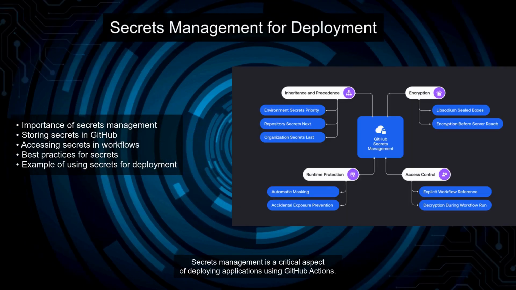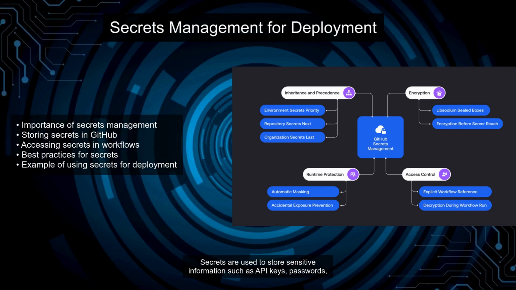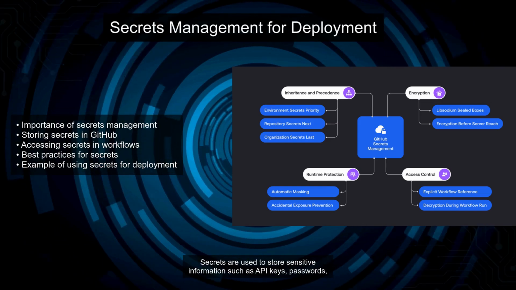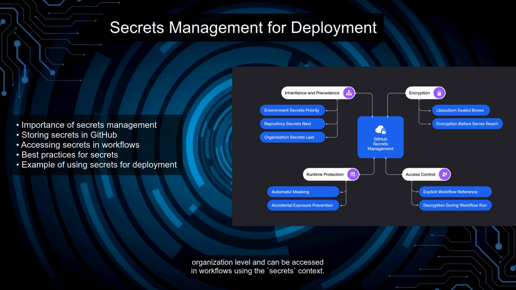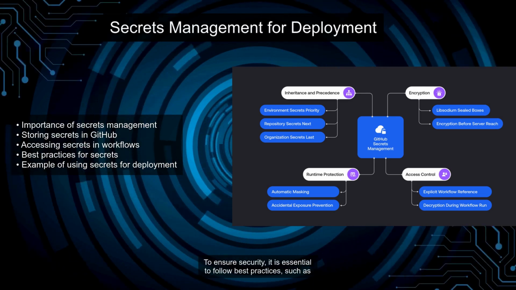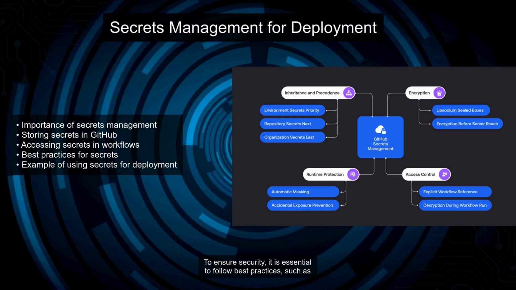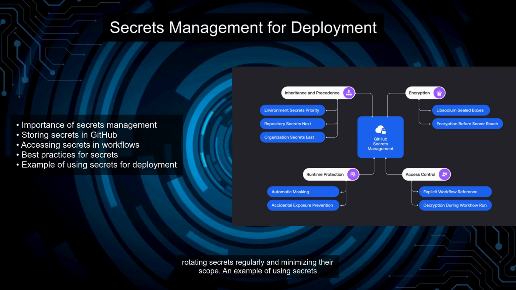Secrets management is a critical aspect of deploying applications using GitHub Actions. Secrets are used to store sensitive information such as API keys, passwords, and tokens securely. In GitHub, secrets are stored at the repository or organization level and can be accessed in workflows using the secrets context. To ensure security, it is essential to follow best practices, such as rotating secrets regularly and minimizing their scope.